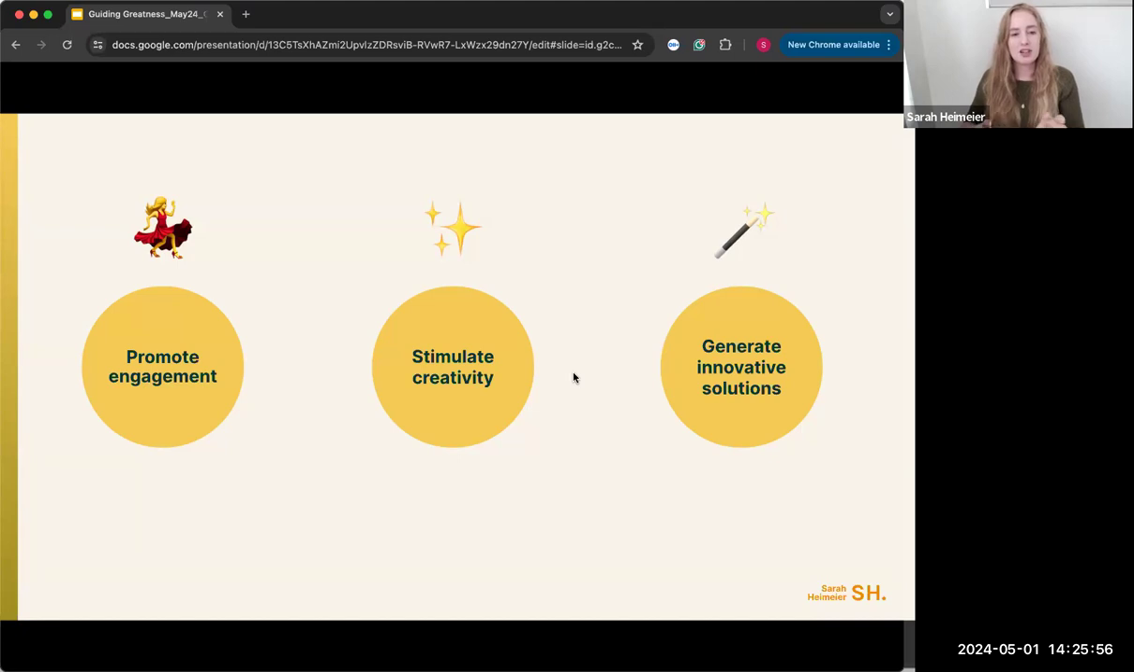And so make sure that those activities are touching on either one or multiples of these, or it might be all of them at once, depending on the type of session that you're running.